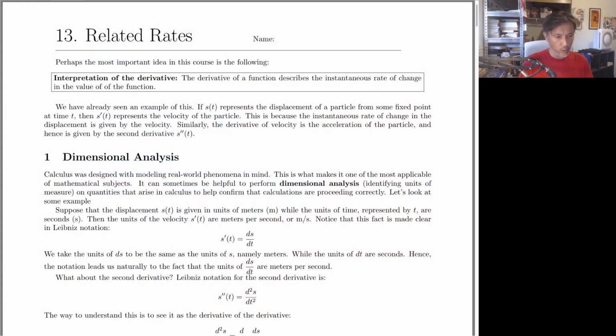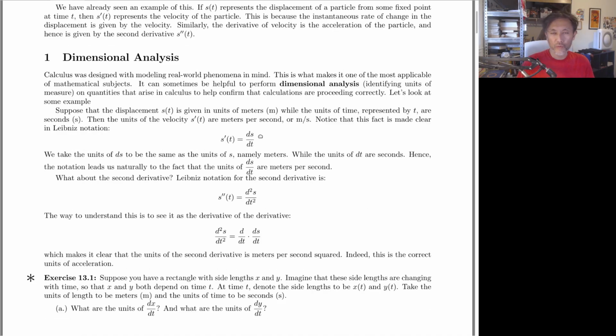So I do want to also mention that there is a worksheet about related rates. Here is that worksheet. It talks a little bit about dimensional analysis, which is a useful gadget for understanding the effect of taking a derivative on the units for a particular quantity. And it really just follows the Leibniz rule.